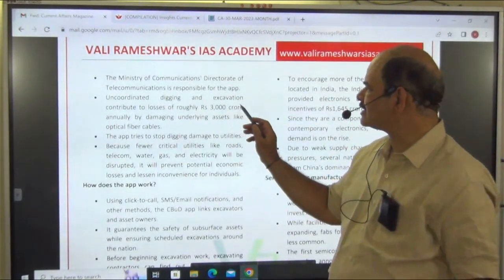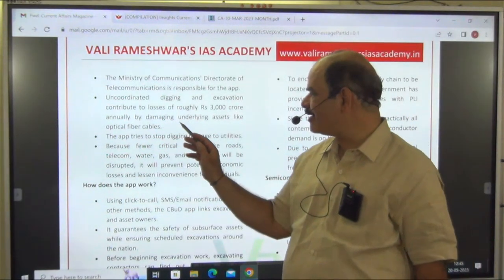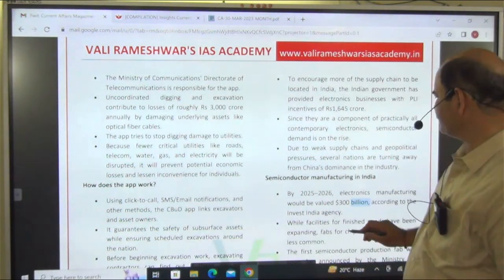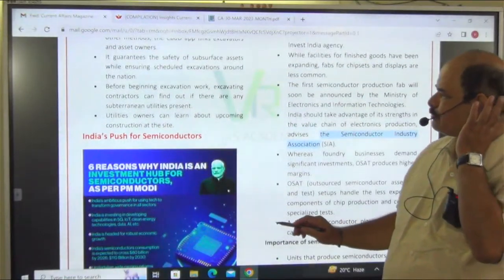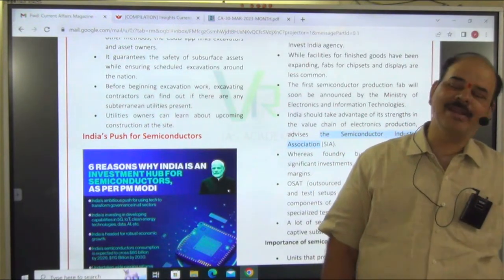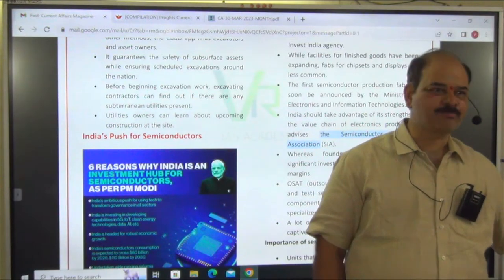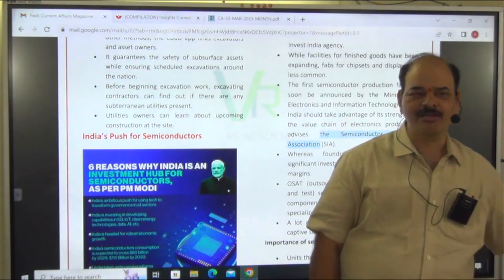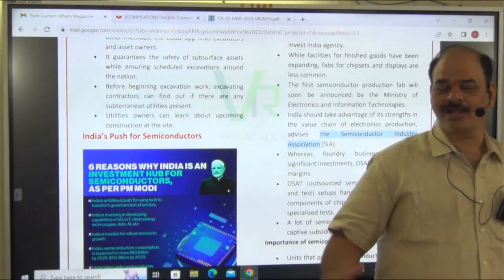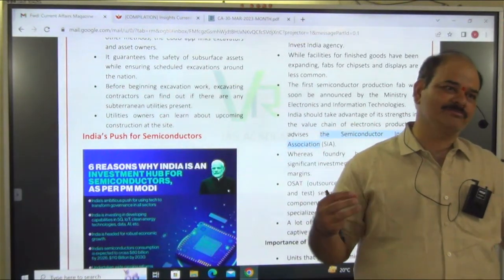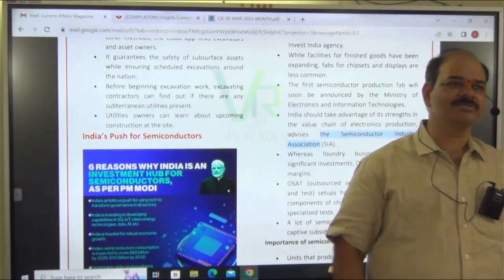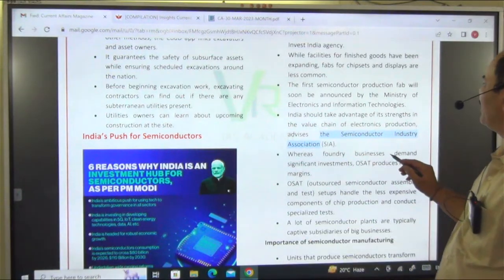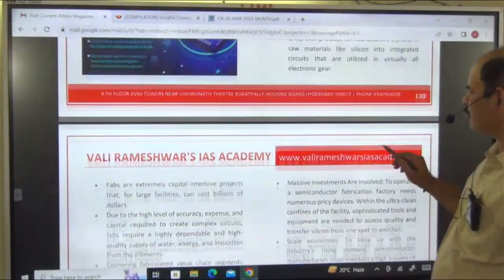See, uncoordinated digging and excavation contribute to a loss of roughly 3,000 crore annually by damaging underlying assets like optical fiber cables. It will be more than 3,000 crores. Yes. Now, we have discussed in the earlier classes India's push for semiconductors. Luckily, in many parts of our country we have explored reserves of rare earth minerals, which are widely used in the manufacture of semiconductors. And as in the last classes, the semiconductor industry is sine qua non, because in every electronic item, including vehicles, these are very important. India is encouraging this industry with the help of the PLI scheme, production linked incentive. Try to remember that, production linked incentive.